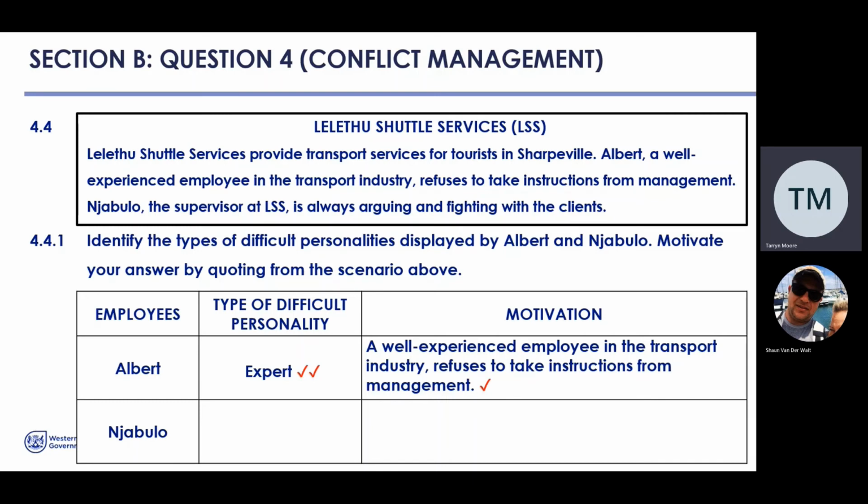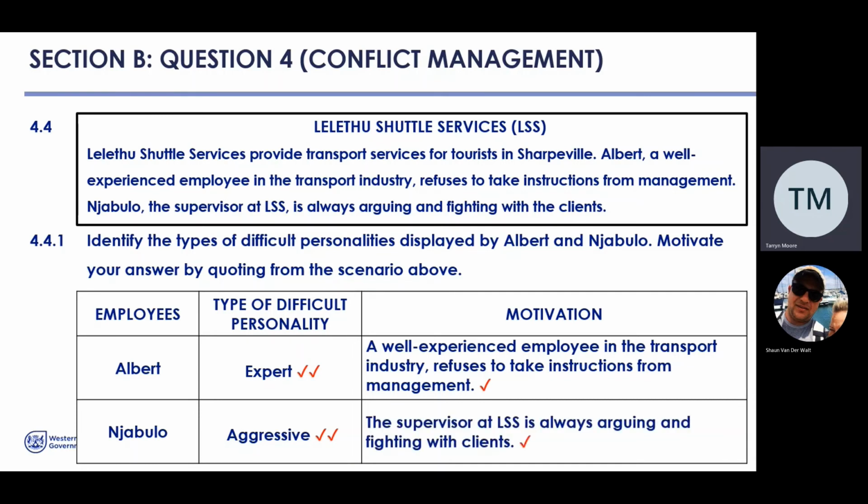Full complete sentence, it's going to be issuing you with 1 mark for the motivation, 2 marks for identifying the difficult personality. Njabula, remember, he's always arguing and fighting with his clients. That should ring a bell, being aggressive. 2 marks for identifying the type of personality. And then your motivation taken directly from the scenario above in a full complete sentence.